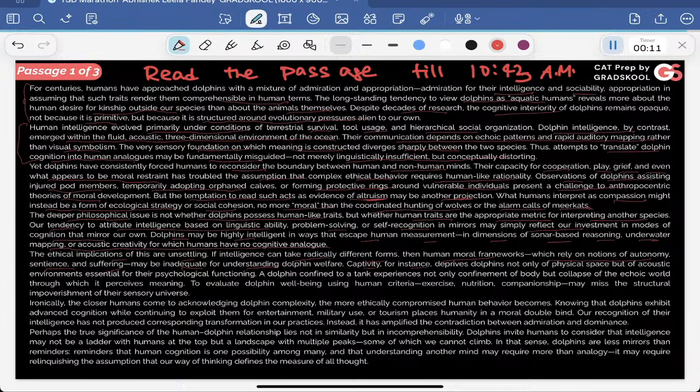Captivity, for instance, deprives dolphins not only of physical space, but of acoustic environments essential for their psychological functioning. A dolphin confined to a tank experiences not only confinement of body, but collapse of the aquatic world through which it perceives meaning. To evaluate dolphin well-being using human criteria, exercise, nutrition, companionship may miss the structural impoverishment of their sensory universe. Exactly. So if I'll tell you what does that mean.